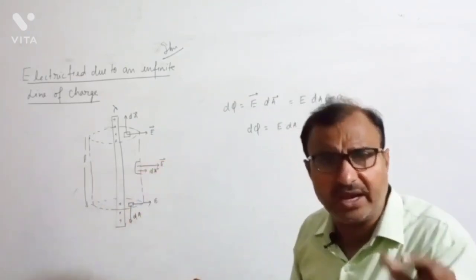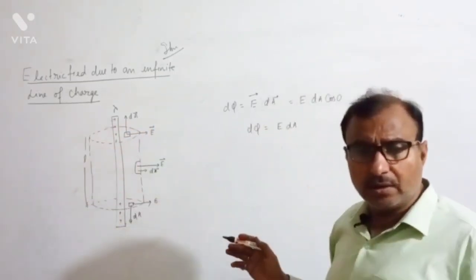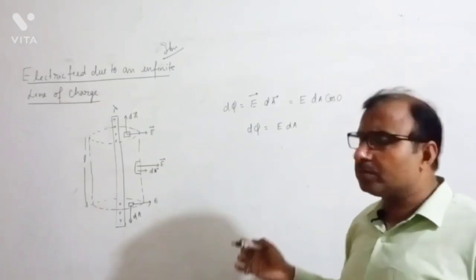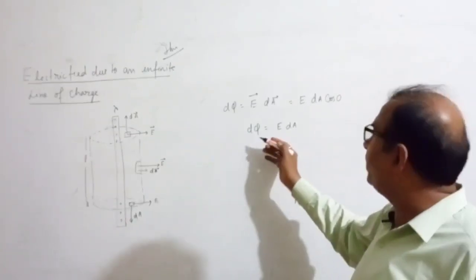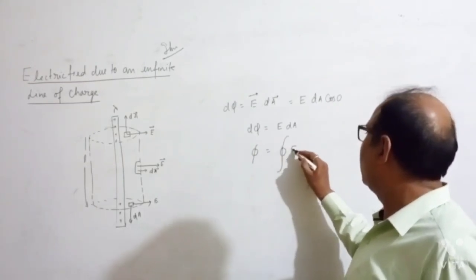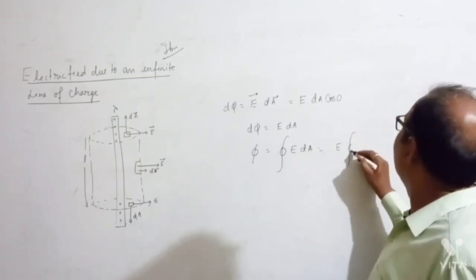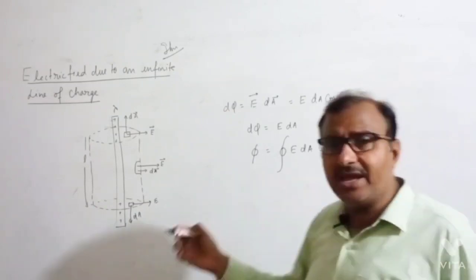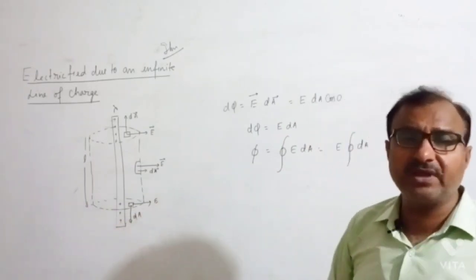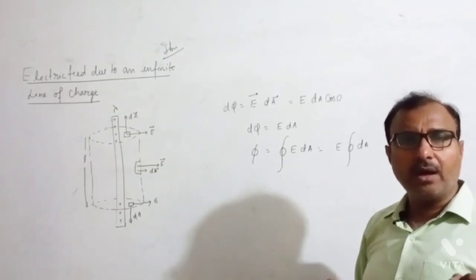As you integrate d phi, it becomes phi. Here E you can take out. The integral of dA is the area of the curved surface of the cylinder, not the whole surface. The curved surface area is 2 pi r L. So phi equals E into 2 pi r L.